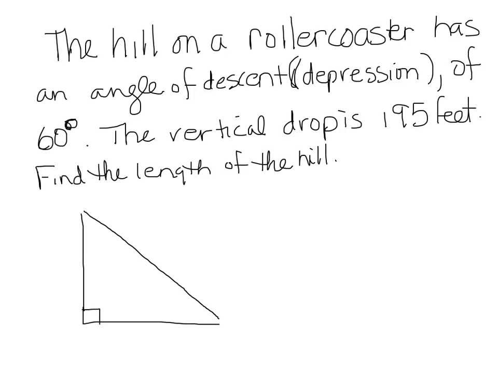Now it tells me the vertical drop is 195. So that would be from here to here. So this right here, the vertical drop, is 195. And then it's going to tell us the angle of descent. So remember, we're going to measure that from the horizontal up here. So this right here is 60 degrees. And they want us to find the length of the hill. That means they want us to find this length here, the hypotenuse. So we're trying to find that hypotenuse.